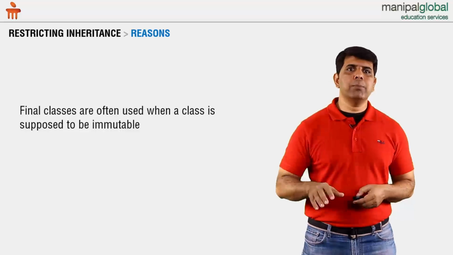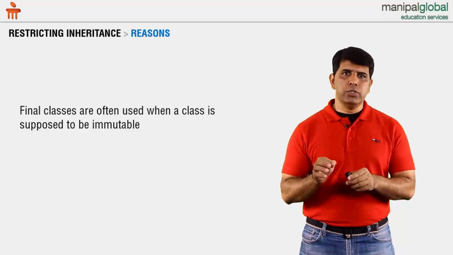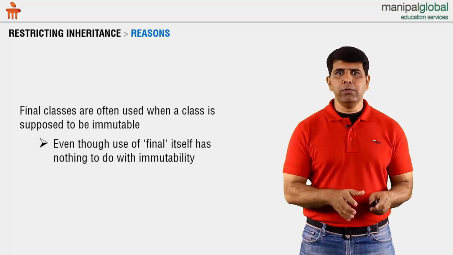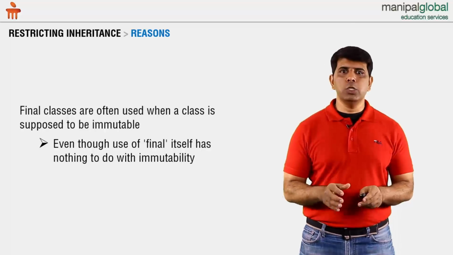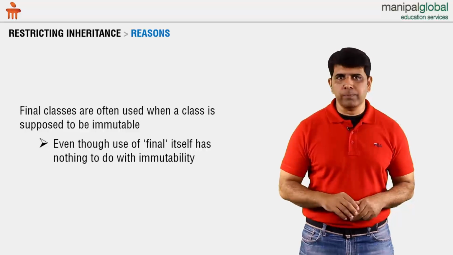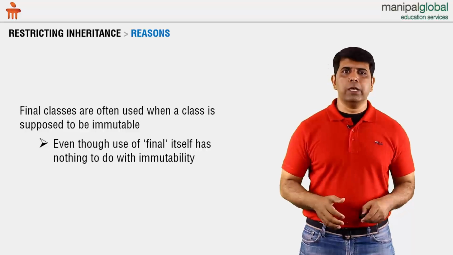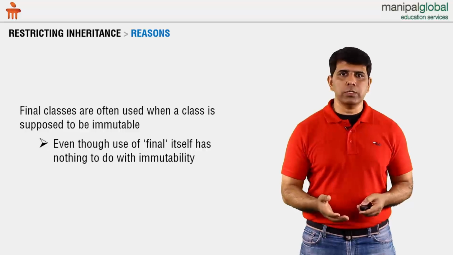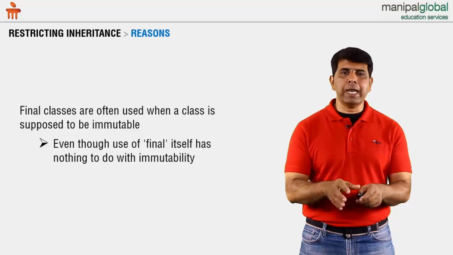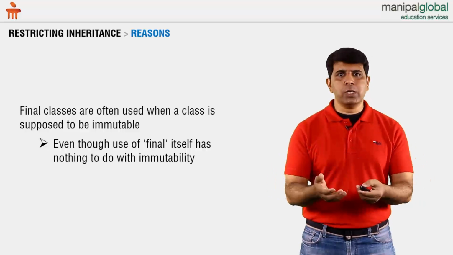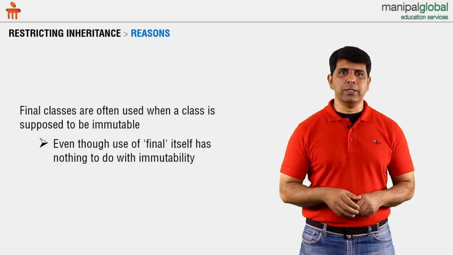So, if you ever come across an immutable class, generally they are marked as final, even though final itself has no value addition to that immutability. It just says that this class cannot be inherited. So, an immutable class is guaranteed that calling any function on it would not harm anything.